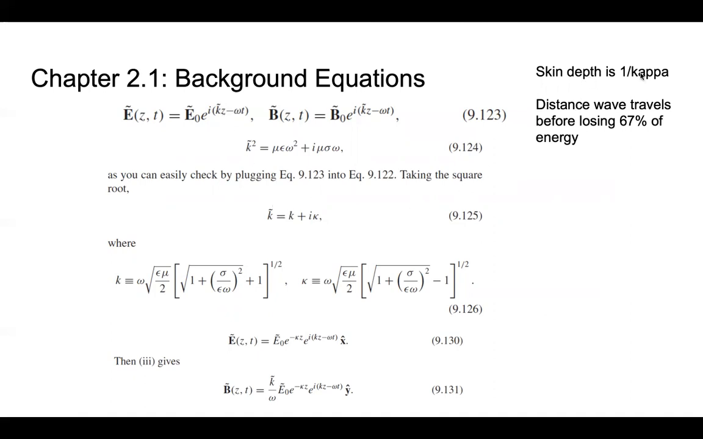So skin depth is 1 over kappa. That's basically, if kappa is positive, then skin depth is 1 over kappa. That's the distance the wave travels before losing about 67% of its energy, which I guess is useful for a lot of engineering applications. And yeah.